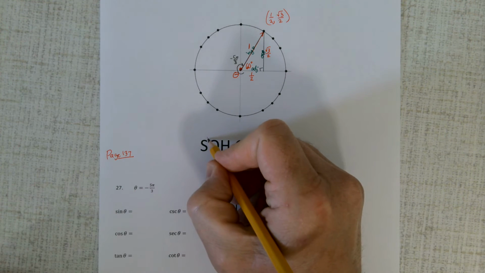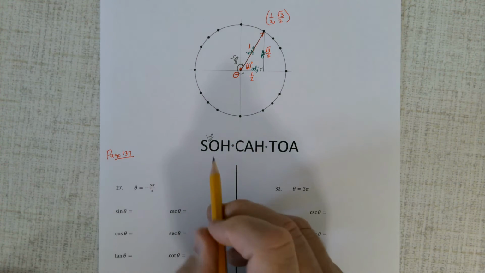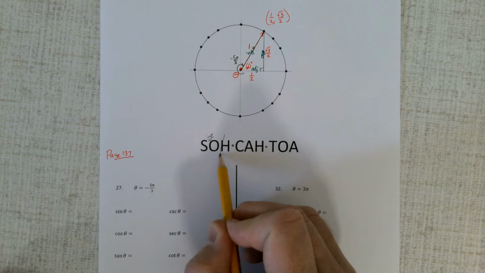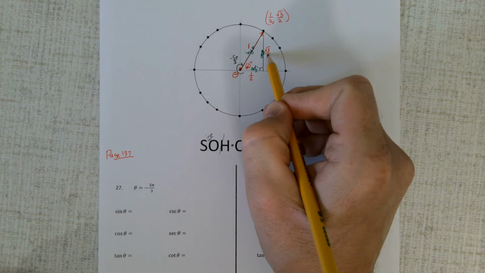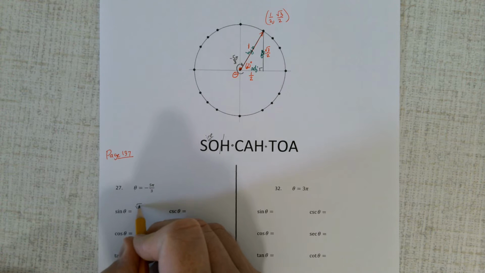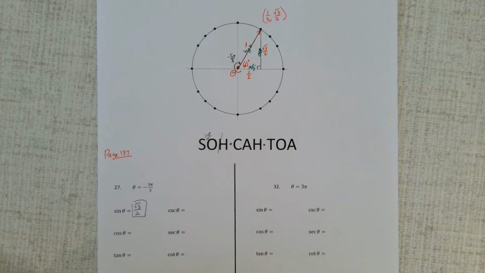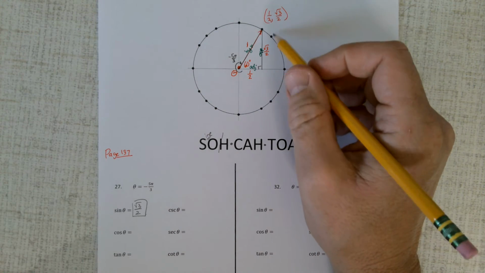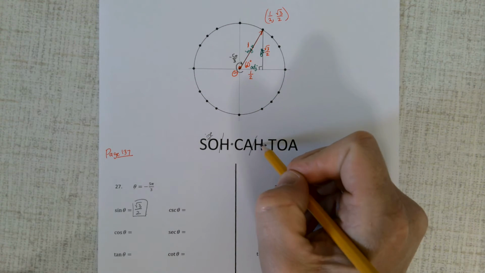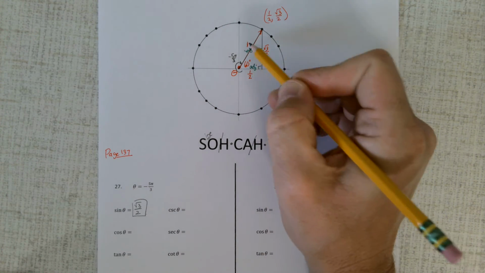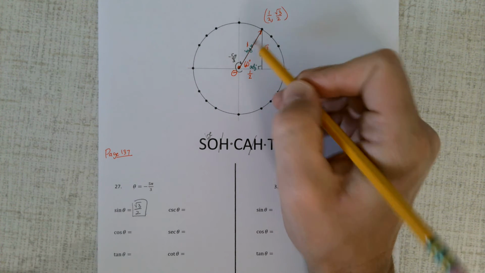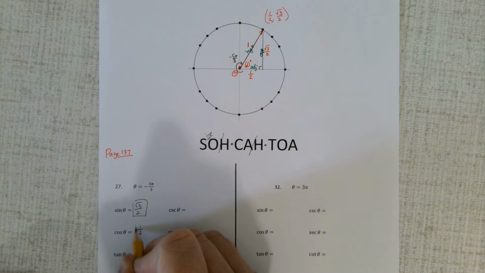The sine ratio is opposite divided by hypotenuse, root 3 over 2. That's all we need to do. Now the cosine value would be the adjacent over the hypotenuse. 1/2 divided by 1 is just 1/2.